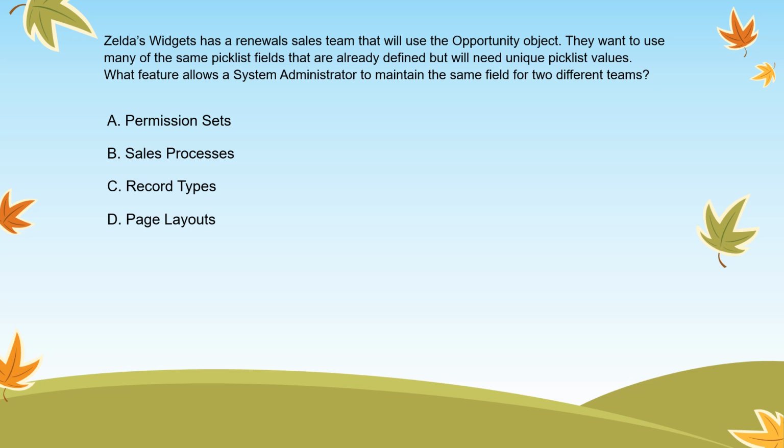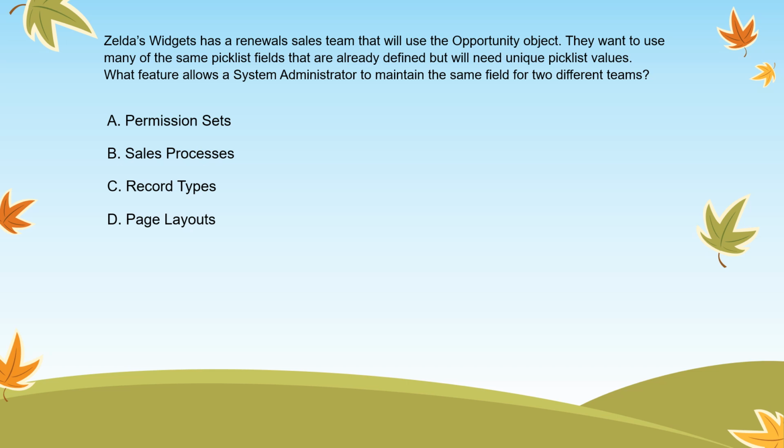So let's go through these. So permission sets determine the page layout that the users are able to access. They do not control field level access, so it won't control the field for the pick list. B, sales process. This is incorrect because sales process determines the stages that the users are able to see on the page. They do not control the values in the pick list.